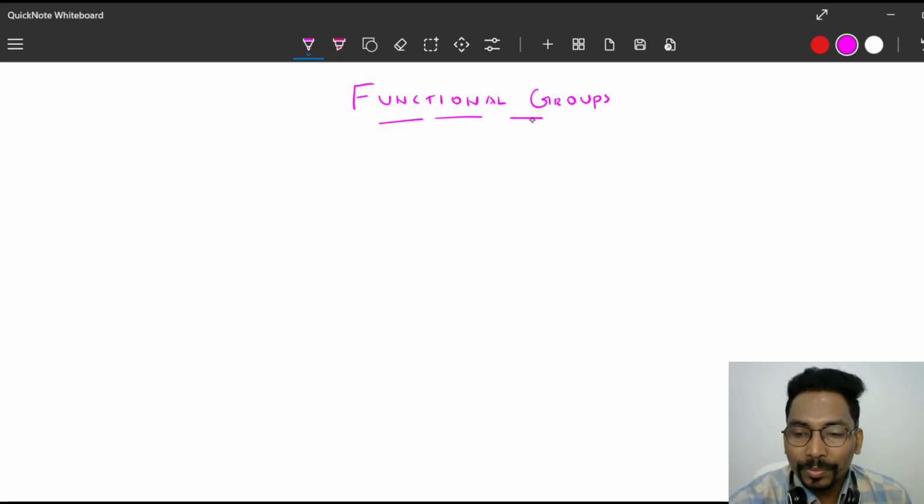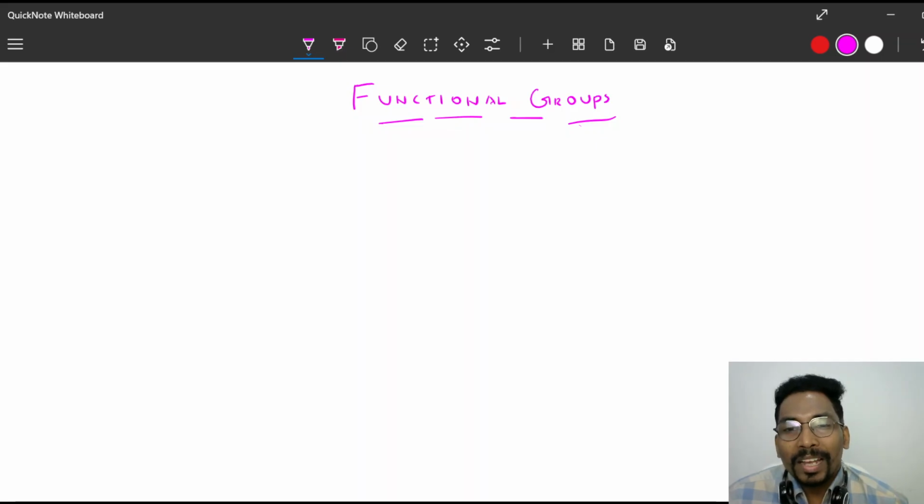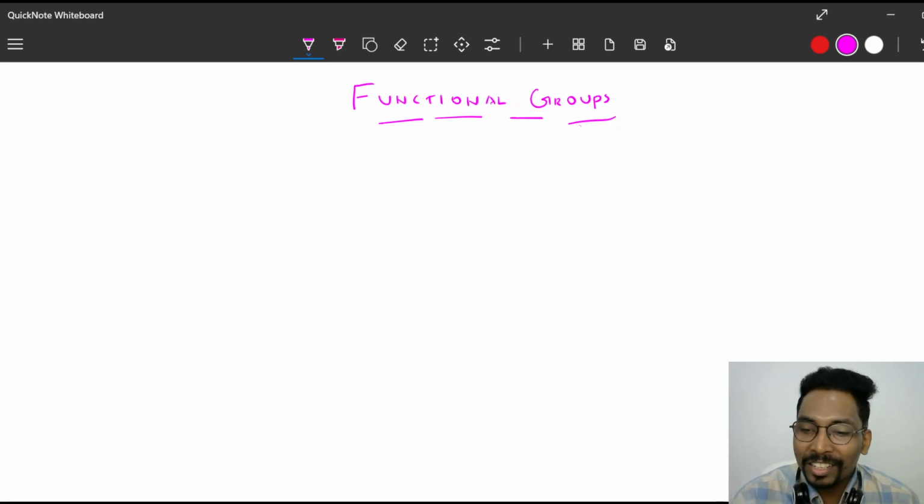I hope all of you remember what we discussed in the last class, like how to name organic compounds, especially hydrocarbons, like alkanes, alkenes, alkynes, and all. So today we are going to discuss what you mean by a functional group, what the important functional groups are, and how to name them very clearly. So we can start. First of all, what do you mean by a functional group?